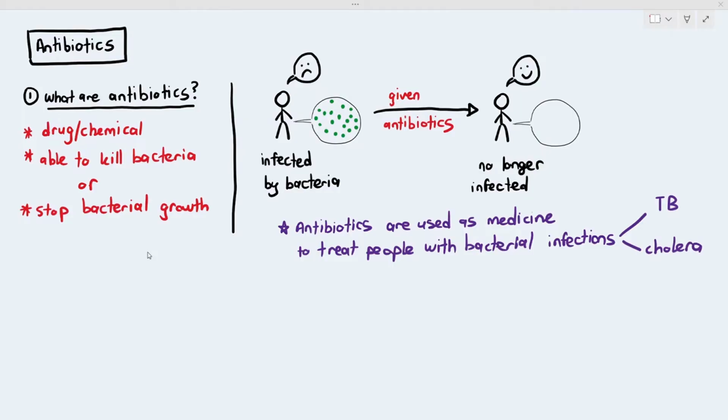Now, these are not the only two infections that we use antibiotics for. We can use it for an array of bacterial infections like syphilis, Staphylococcus, throat infections. You can use it for bacterial pneumonia of any kind. But again, you don't need to memorize all that because the only two bacterial infections in this chapter are TB and cholera. So, antibiotics are used as medicine.